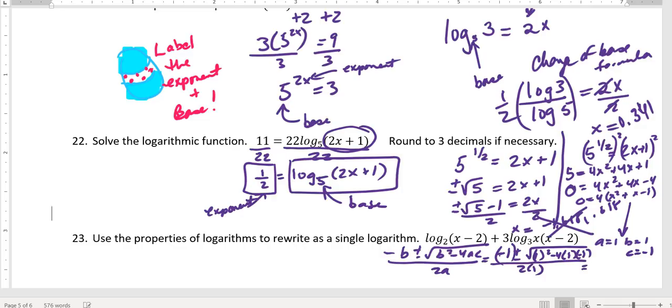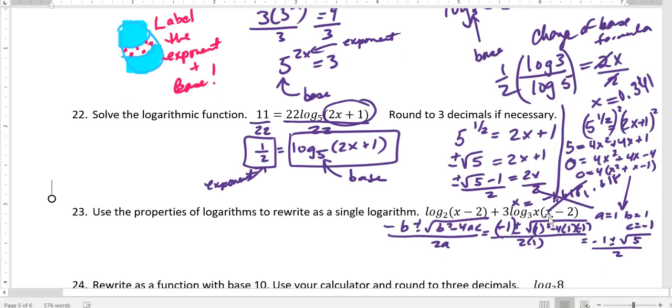Okay, so I get negative 1 plus or minus the square root of 1 plus 4, which is 5, over 2. You see, we get the same exact answer we got earlier. We're going to end up with the same negative 1.618 and 0.618. And once again, you have to check the extraneous solutions.